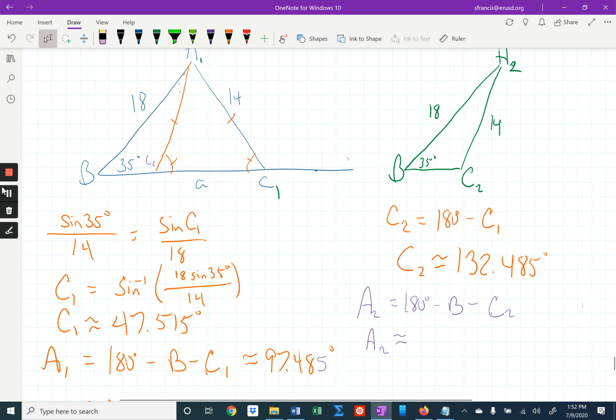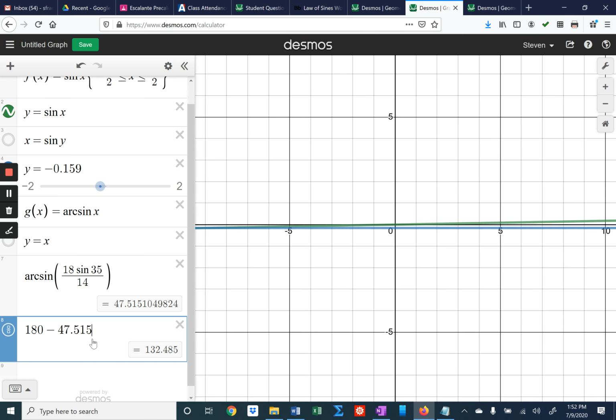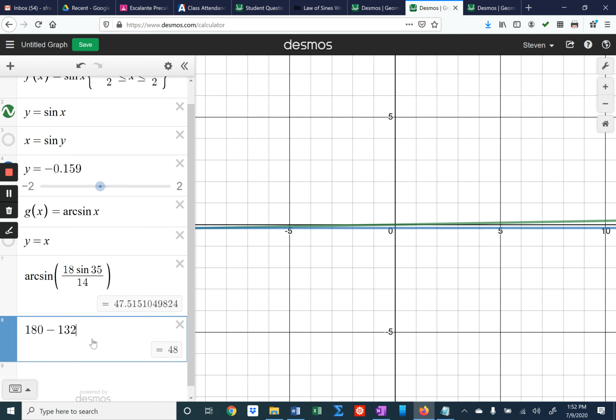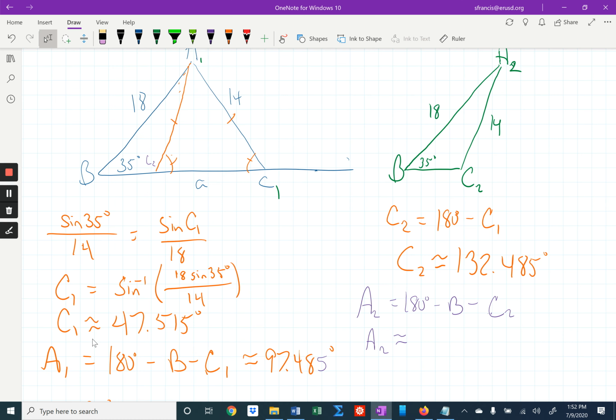All right, having more technical difficulties. All right, so it's 180 minus 132.485, and then minus 35 also. So 12.51 degrees.